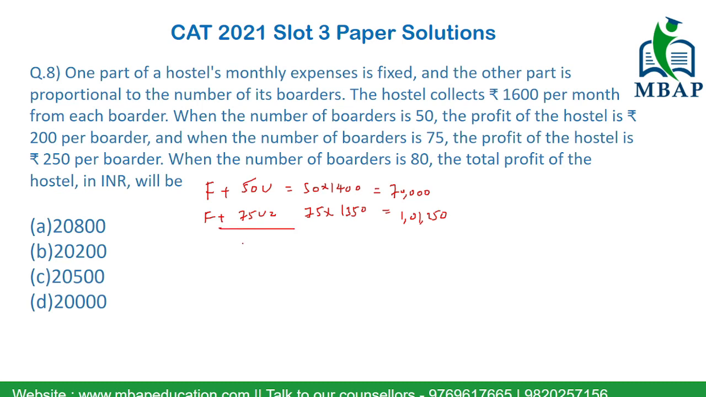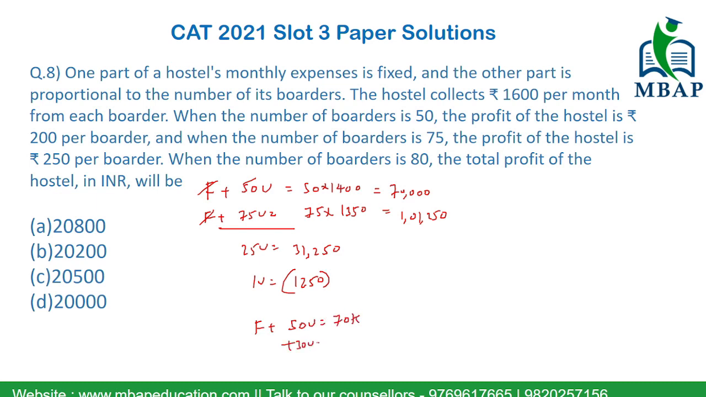By doing this subtraction, or let's say by removing F, you will get the cost of variable. 25 variable will give you 31,250 of the cost. So the cost of one variable is nothing but 1250. Now the question is firstly to find the cost of 80 people staying inside. You already know the cost of 50 people staying inside. F plus 50V is given to you as 70,000.